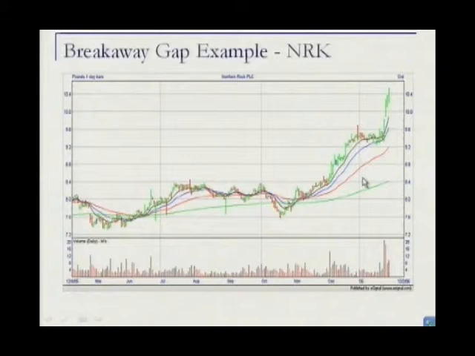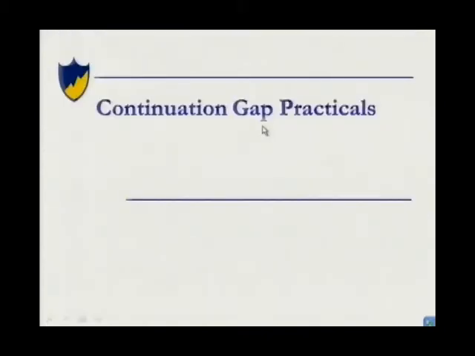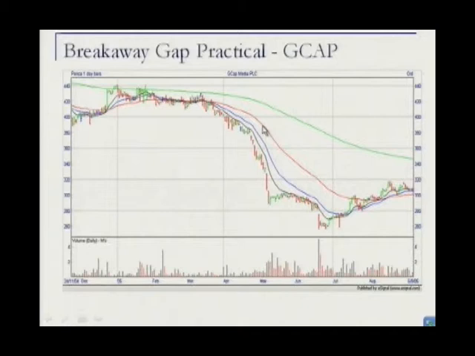So let's look at some examples. This is Northern Rock gapping up in an uptrend. Let's have a look at that particular gap move. You can certainly see here's the gap up, it caused the move, and it continues to run north. Let's have a look here at Renshaw. Continuation gap here. Let's look at some practicals now and see if we can find a continuation gap continuing in the direction.